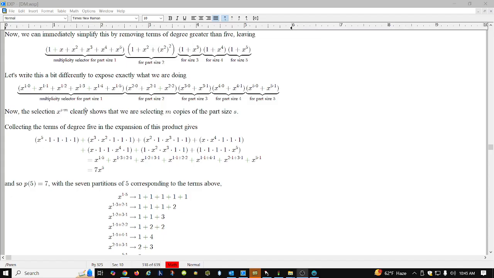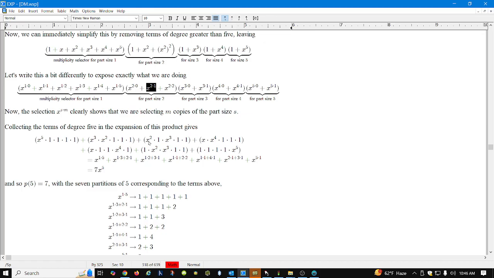This x to the 5th came from the part size 1, so it's 5 copies of 1. This is 3 copies of 1 and 1 copy of 2. Be careful here. This x squared is this x squared, and it's this x squared. It's 1 copy of part size 2. And then no other part sizes. That's x to the 5th.